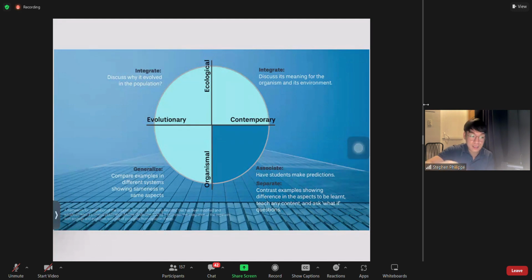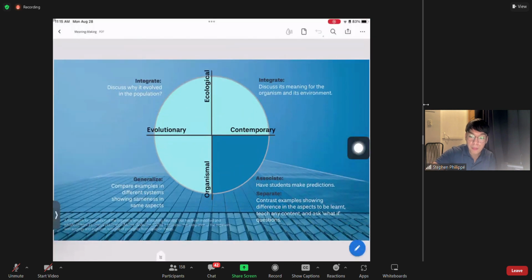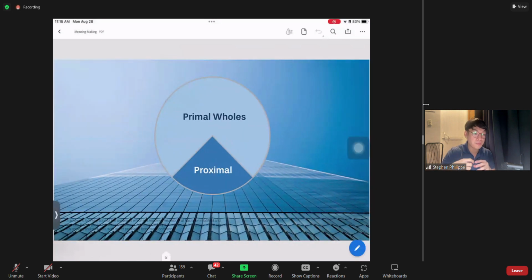So the bluer part here, you can see this portion, is the one that is most important. Associate and separate. They should know how to associate and to separate parts. Connect, disconnect. So that's the thing in this framework.